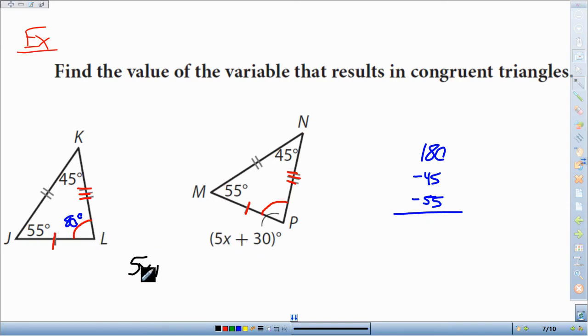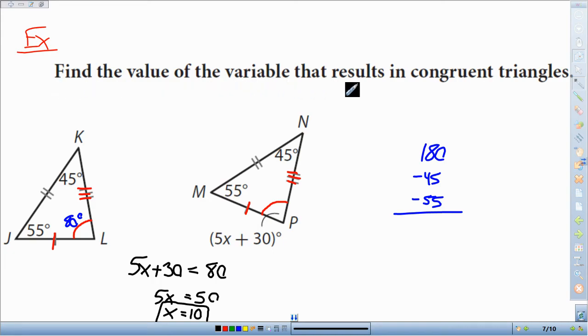So I know that 5x plus 30, this angle, is equal to this angle, 80. Again, pretty easy math. I'm going to do some of this in my head. Subtract 30 from both sides. I get 5x equals 50. Divide both sides by 5. X equals 10.